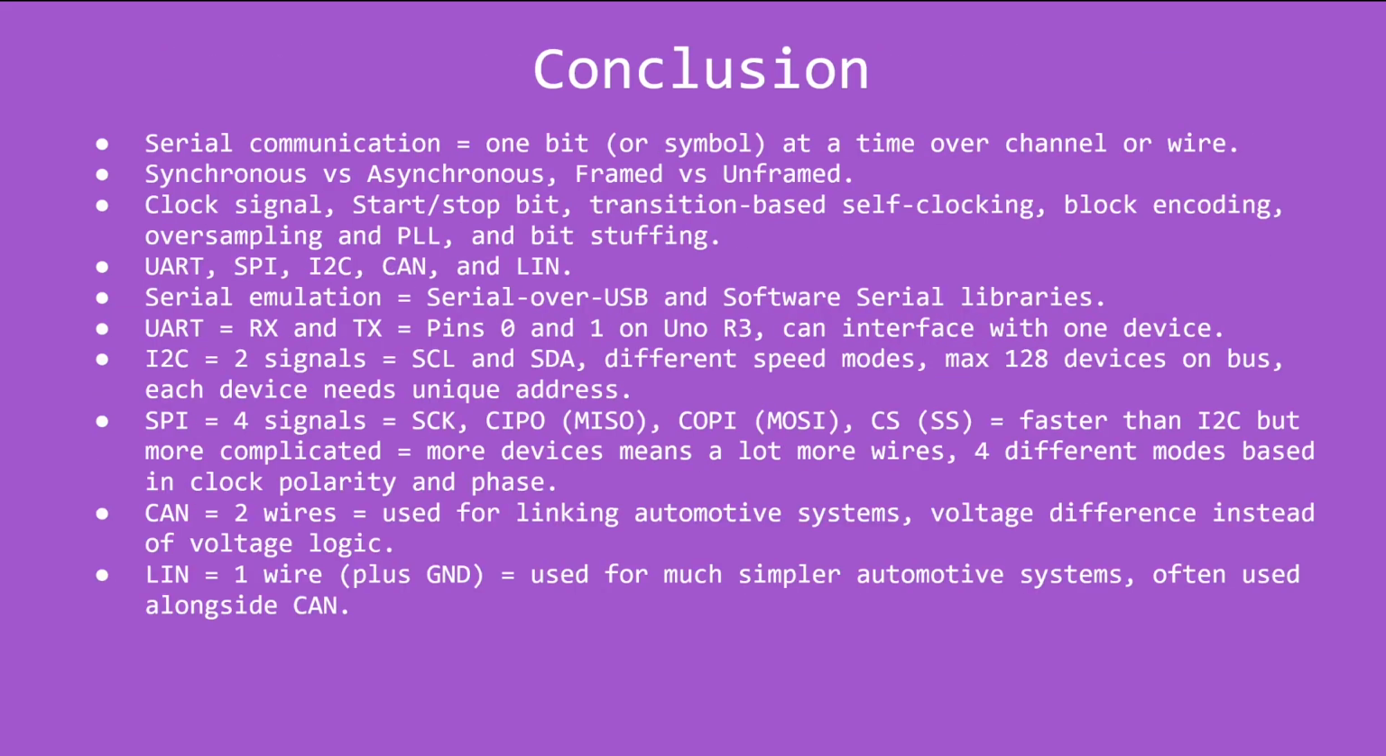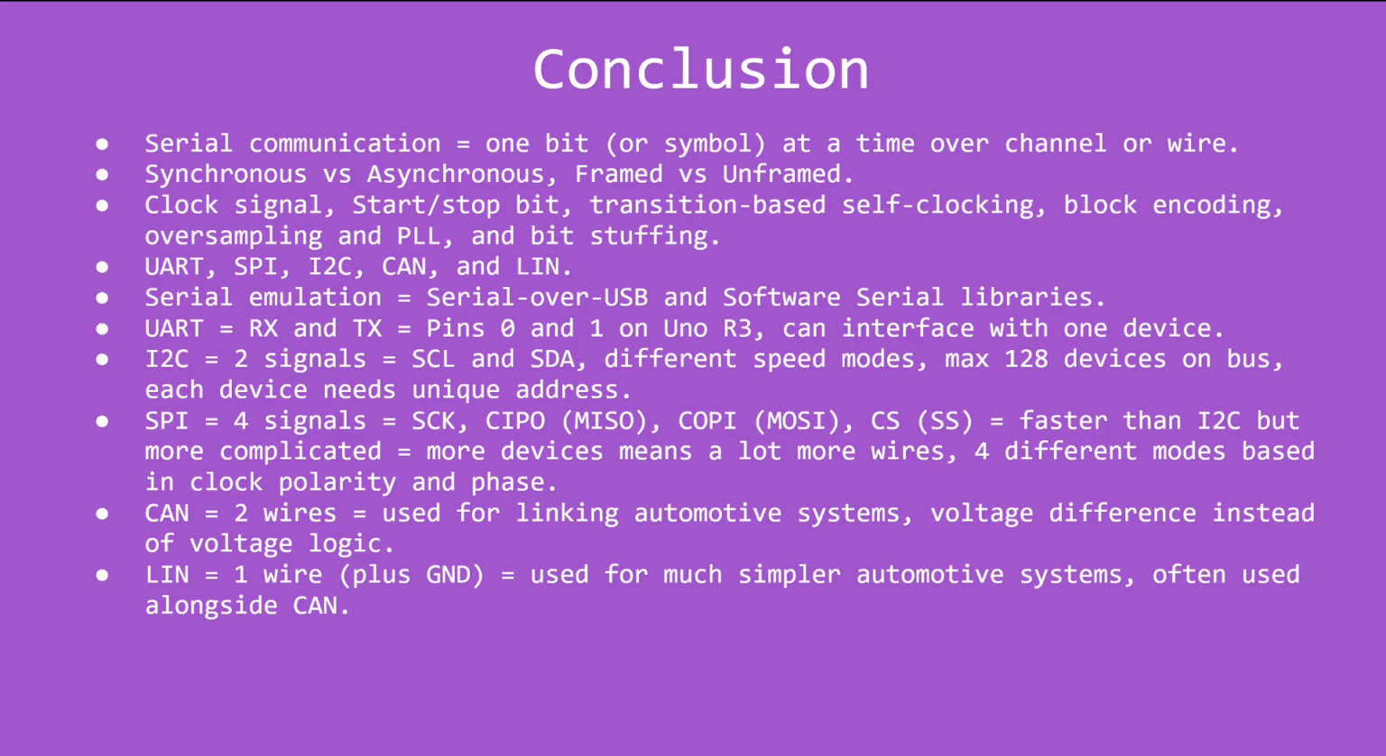Now let's wrap things up. Serial communication is one bit at a time over a channel or a wire. We talked about synchronous and asynchronous. We also talked about how asynchronous can be framed, which it usually is, or you've got unframed, where it's just raw serial data. You've got clock signals, stop bits, transition based, self clocking, block encoding, oversampling, PLL, and even bit stuffing. We didn't talk about most of that, but future videos we may.